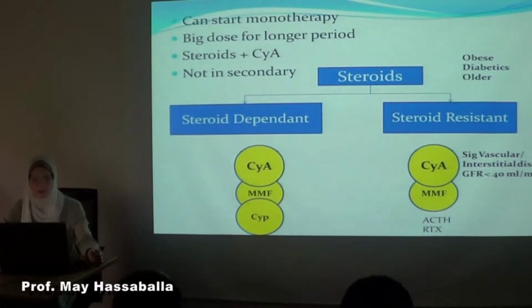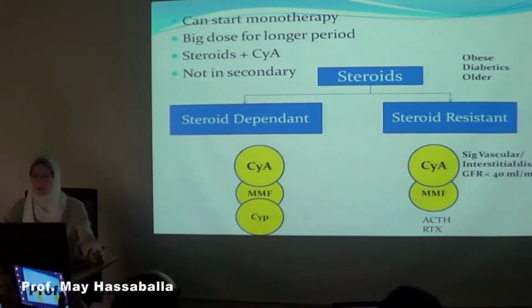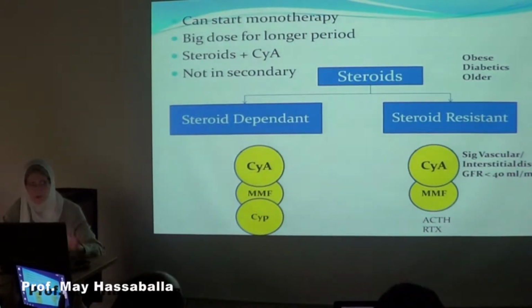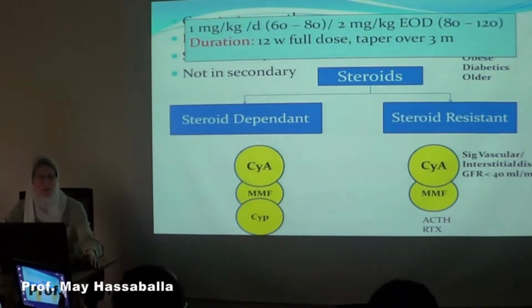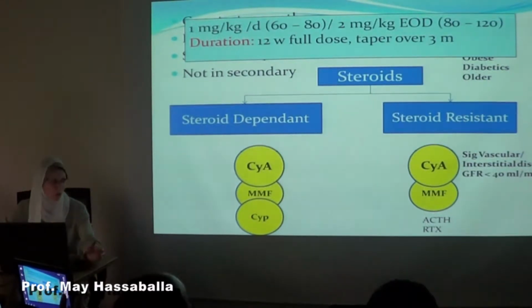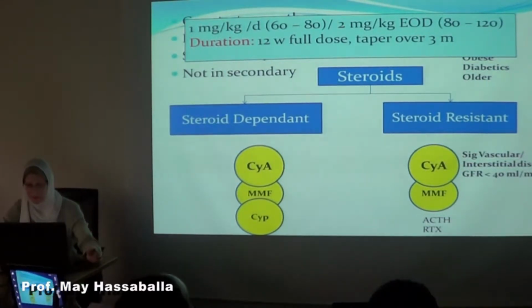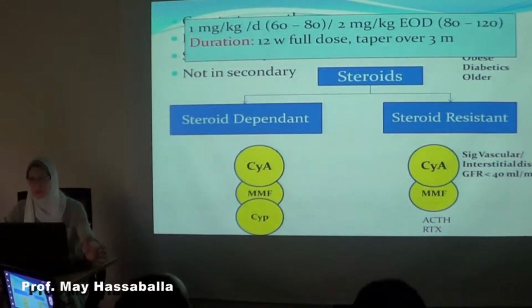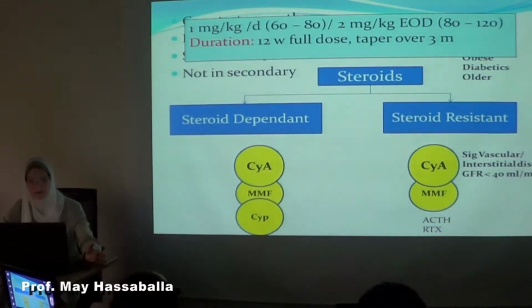Okay, so coming to the dose, just to remind you that you don't do this in the second response. Now, for steroid dose, it's 1 milligram per kg per day, maximum 60 to 80 milligrams, or 2 milligrams per kg every other day, and the maximum is 80 to 120 milligrams. And the duration will depend on whether and how rapidly you get a complete or a partial remission.